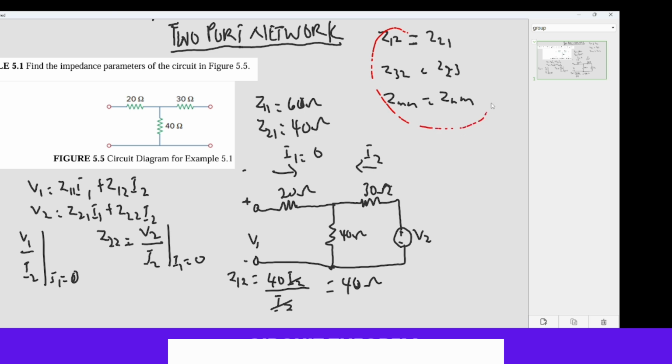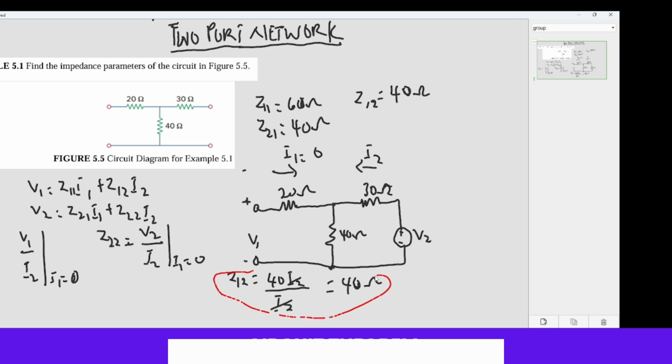Now let's take this one away. Then let's write our Z12 parameter here too. So our Z12 parameter is going to give us 40 ohm. Then now our final solution is the Z22.